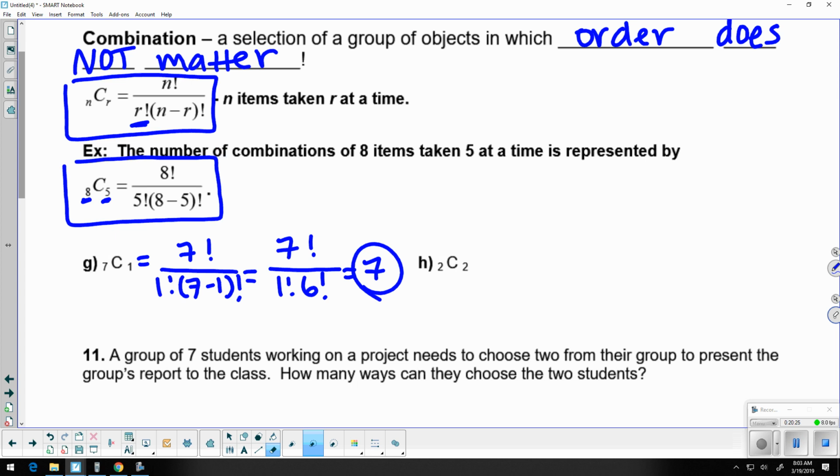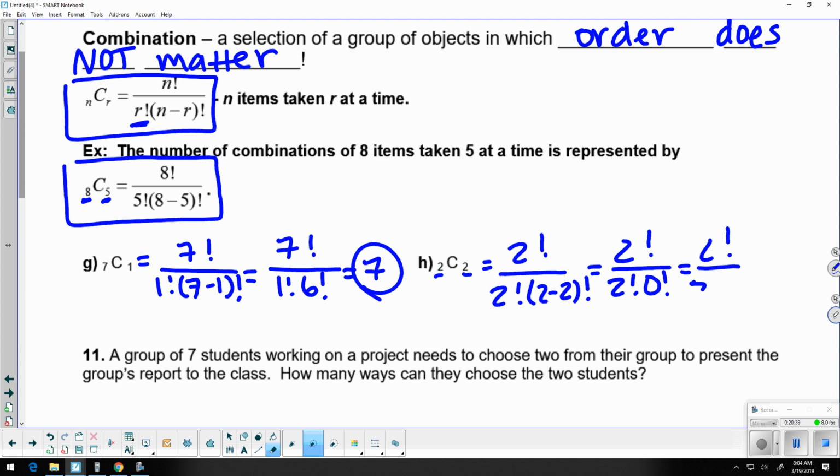So the next one, 2 choose 2. So n and r, right? So we have 2 factorial, and then 2 minus 2 factorial plugged in. So 2 factorial, 0 factorial, which again, I told you guys that 0 factorial is really just 1. So we're really just doing 2 factorial over 2 factorial is really what we're getting at. And then this answer would just obviously end up being 1 in the end.